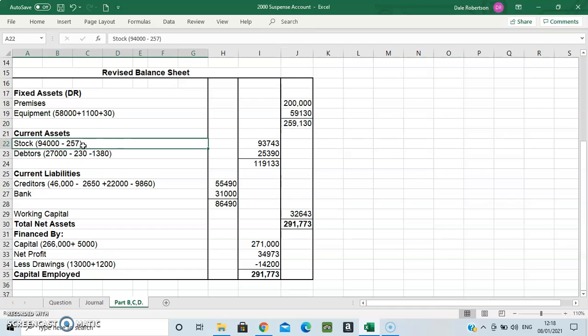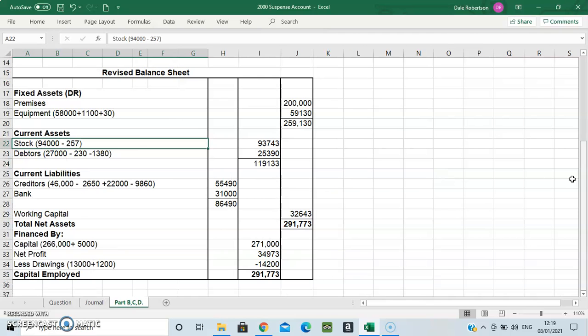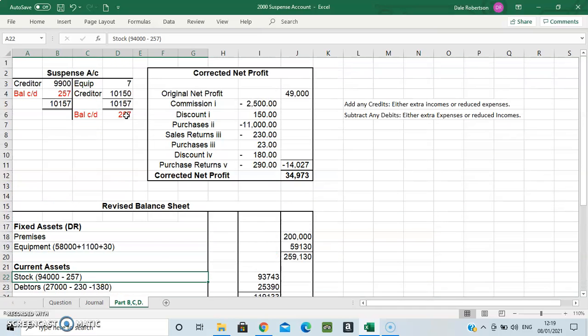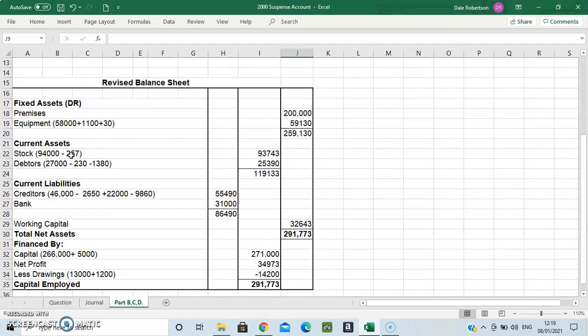Now stock, where did we get that minus 257? Well, our stock of 94,000 includes suspense. We have already learned that the suspense is a credit of 257, so that's why you subtract 257 from the 94,000, because it's a credit in a debit account. So you subtract it away, it's the opposite side, to get this number here.